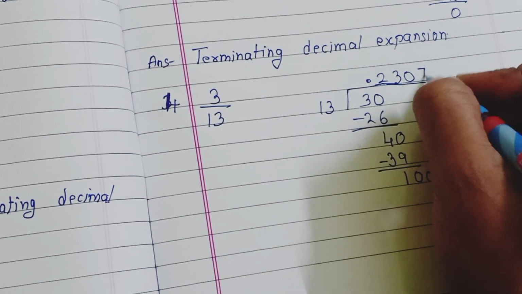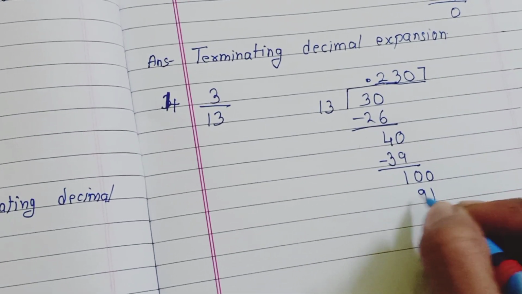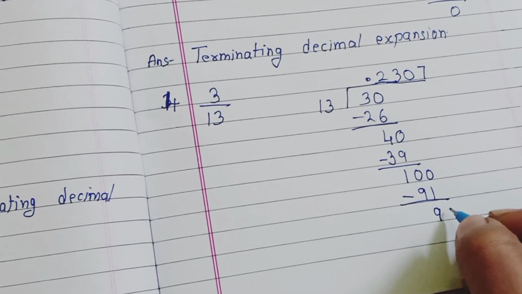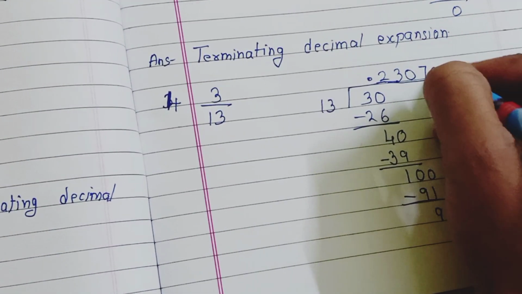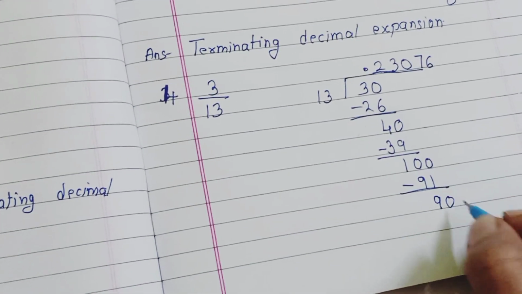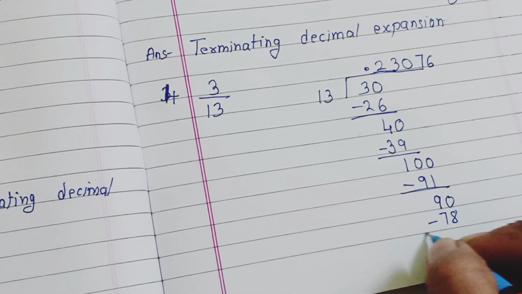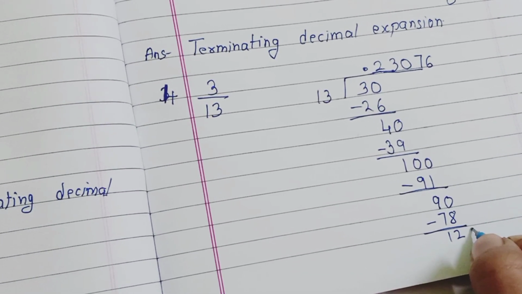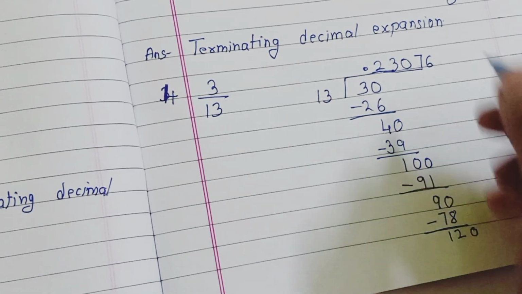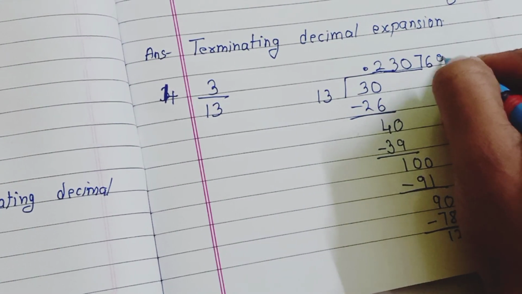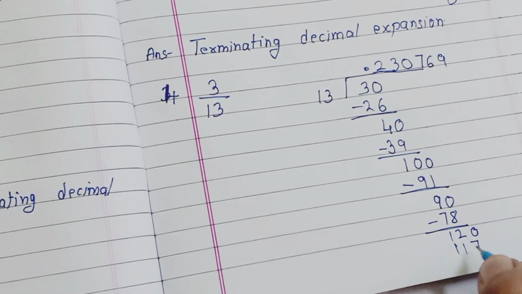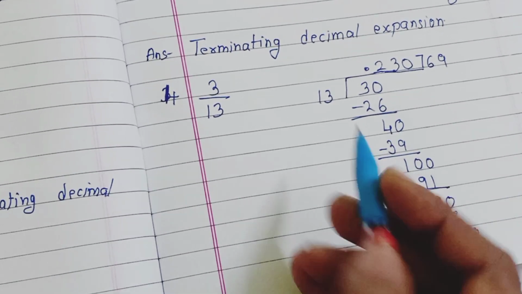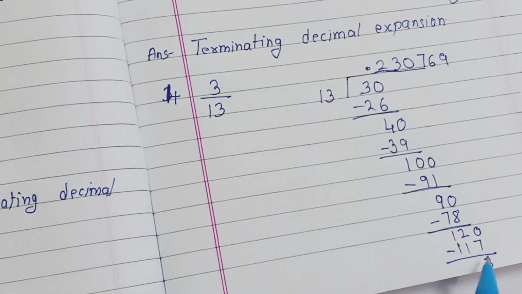Now 13 sevens are 91. This is 9. Again a 0. 13 6s are 78. Subtraction sign. Again when we subtract it, we are going to get here 12. So put a 0 as 12 is smaller than 13. Now multiplied by 9. 117. Subtract it. What are you going to get here? 3. So this 3 from which we have started is back again.